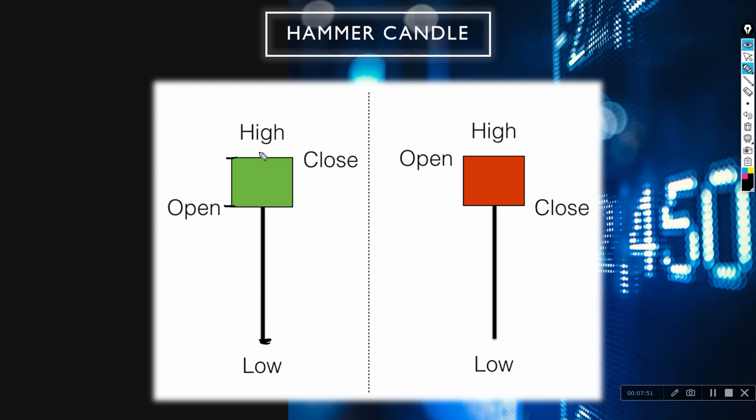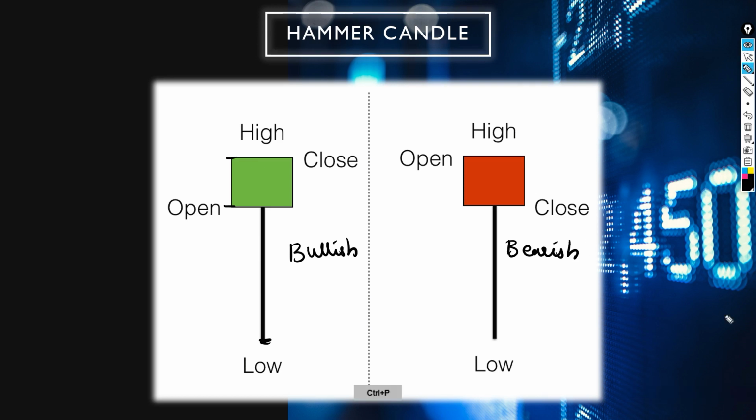Now you must be wondering, where is the high? I cannot see it, right? So in a hammer candle, what exactly happens is that the highest and the closing price are both the same, right? So what exactly happens, even if it is a bearish or a bullish candle? So this is actually a bullish candle because it is green, obviously, and we have this as the bearish candle.